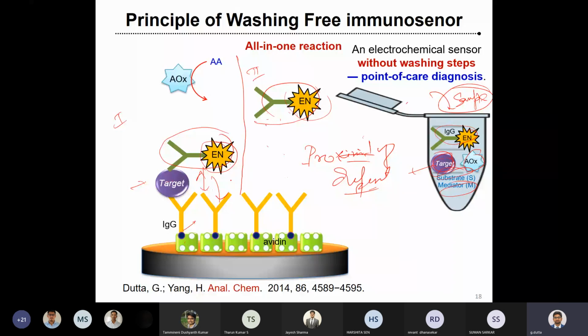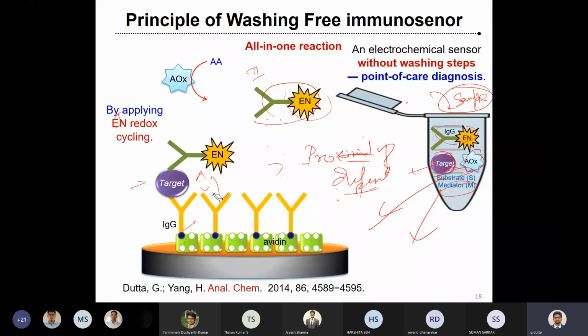Now if you apply some redox cycling, you are not adding the chemicals separately, because all the chemicals, substrate and mediator, are there in the tube. So they will react with your label. With the substrate, they will form some product, and this product will react with some mediator. This reaction starts on the surface. If this reaction is very close to the surface, you will get higher current. If the reaction is far from the surface, then you will get lower current. So this principle is called proximity dependent electrochemical reaction.